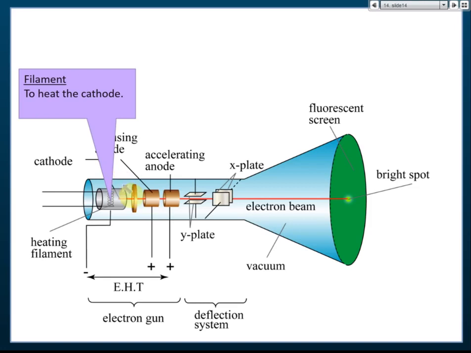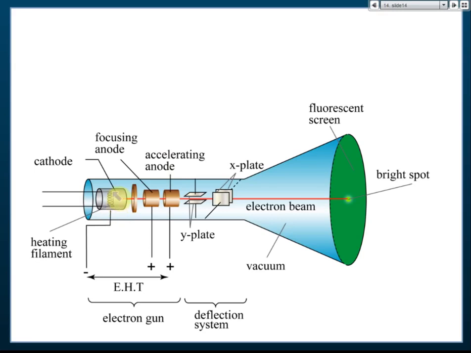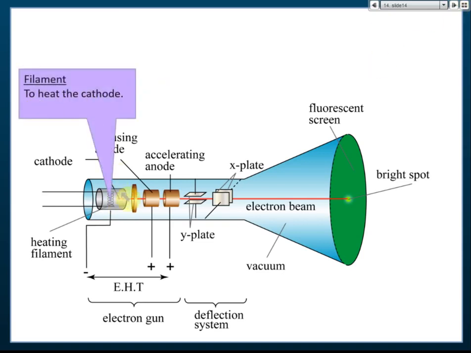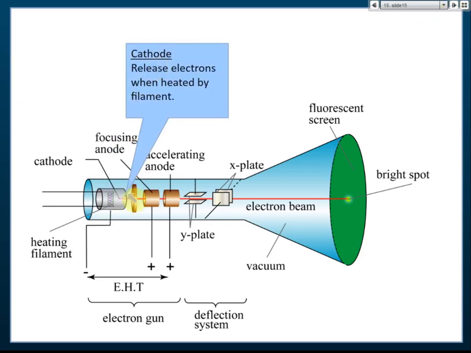So let's start with the filament. From here, you can see that there are heating filaments, usually made out of tungsten. The function of the heating filaments is to heat the cathode. This is the cathode. We use the heating filaments to heat the cathode. After being heated by the filaments up to a certain temperature, the cathode will release electrons. So the function of the cathode is to release electrons when heated by the filament.